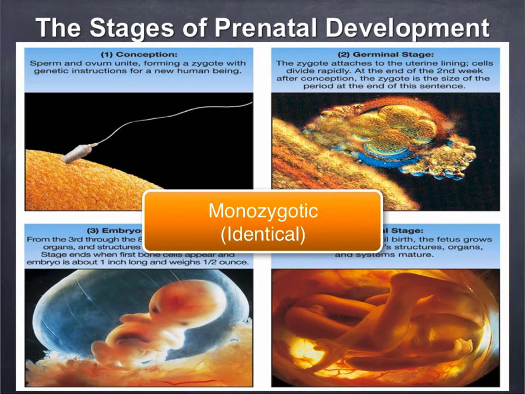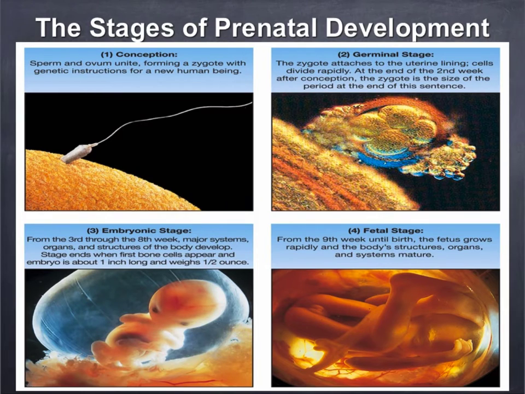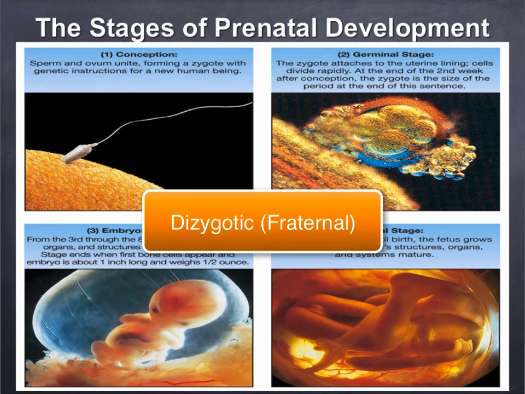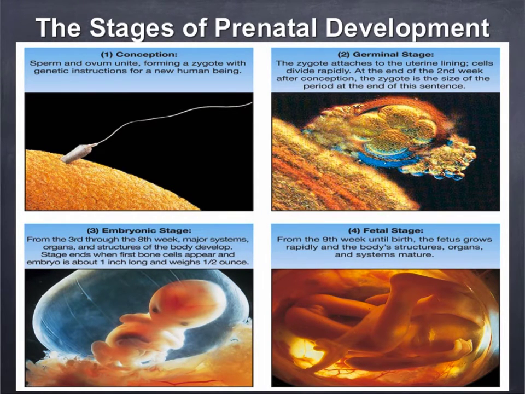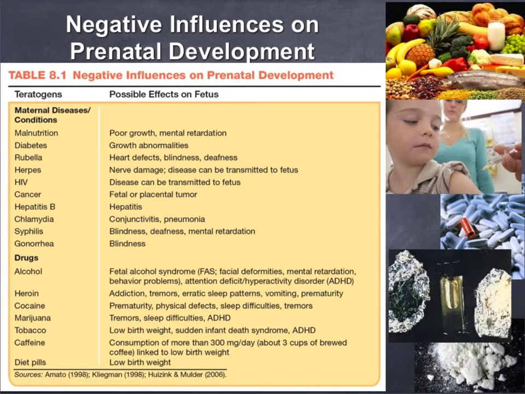Now the monozygotic identical twin is one egg fertilized by a sperm. However, the zygote splits into two embryos, and they have identical genetic code, whereas dizygotic fraternal twins are two eggs released during ovulation and fertilized by two different sperm. Now, there are negative influences on prenatal development, and there's a list there that you can see.